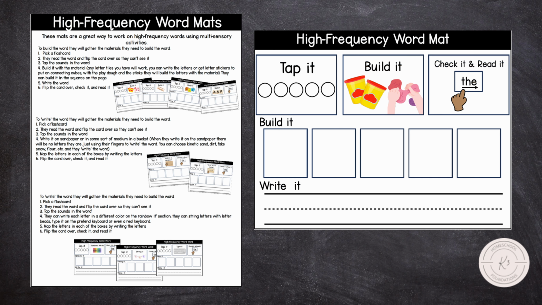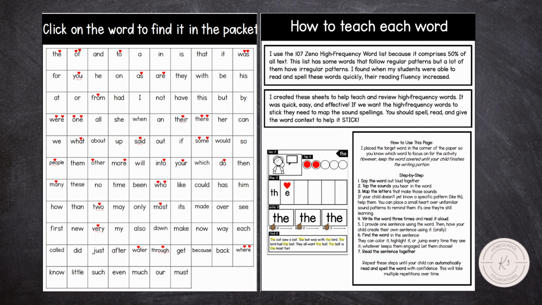The next thing we're going to do is tap the sounds. So for example, if I have the word the, I have two sounds. Now they could color in each square or circle for the tap it part. They could put blocks in there, however you want to do that. And then we're going to map the sounds. When you are mapping sounds, each box represents a sound, not a letter. So if we are doing the word the, we only have two sounds. TH is two letters, but it makes one sound. So I'm going to put TH in one box because, again, each box represents sounds, not letters.